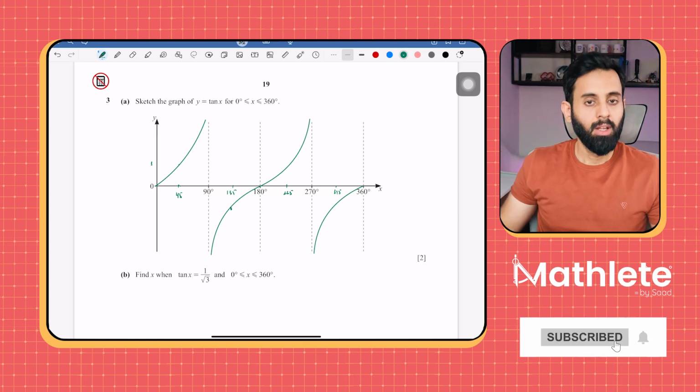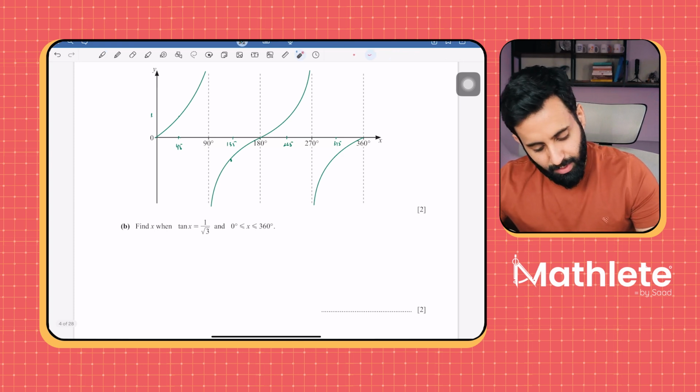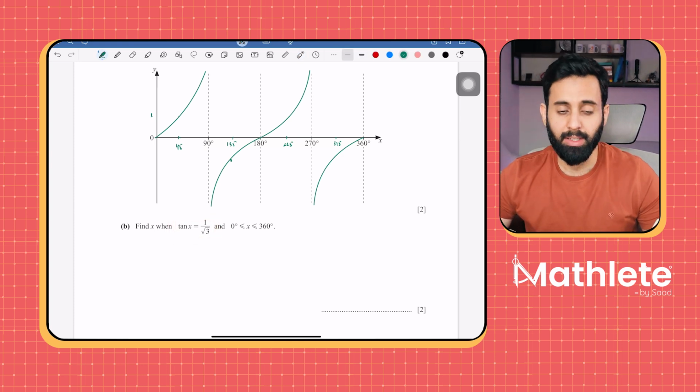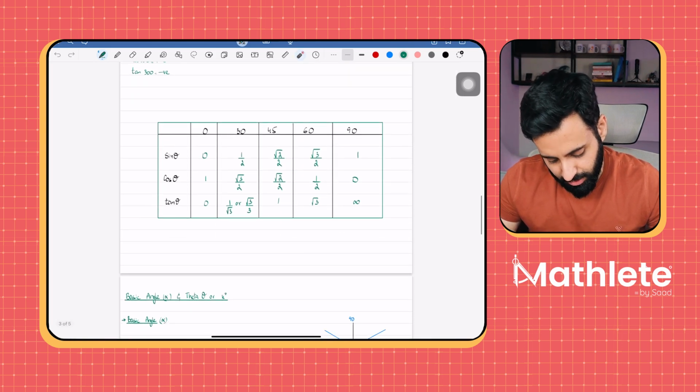And there you go. Here is the graph of tan. Once again, 2 easy marks. Now, this is a non-calculator. This potentially could be a non-calculator question. Why? Because you're supposed to memorize these values.